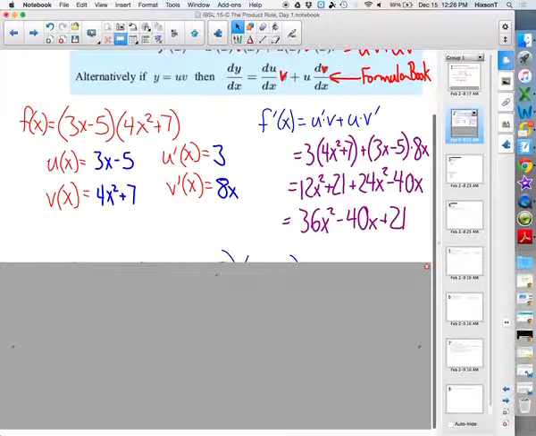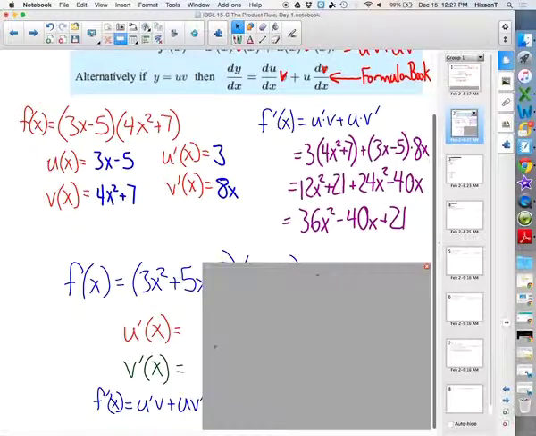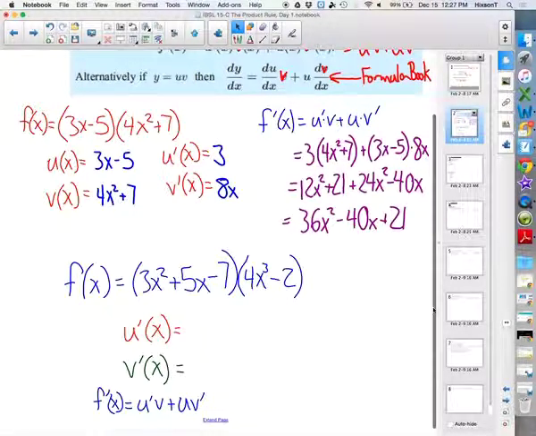Okay, any questions so far? Okay, let's see how you guys do with this one. Here's another one that we could FOIL it together if we wanted, but go ahead and see if you can get this one on your own.